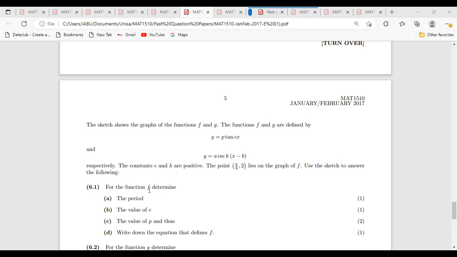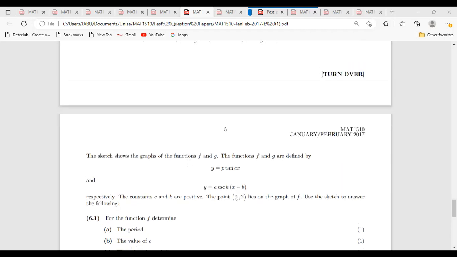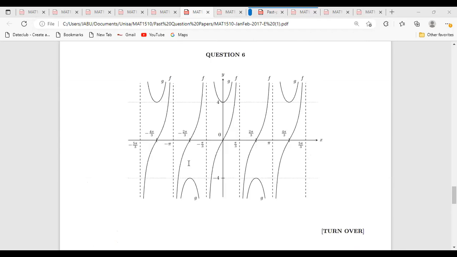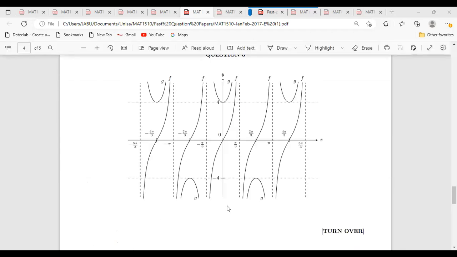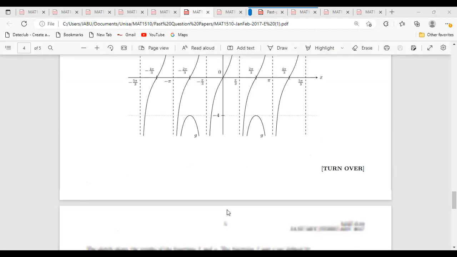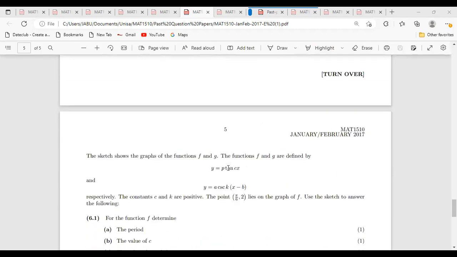For the function f, determine the period. Okay, so we must determine the period for this one. And this is a tangent graph. Tangent, ne? Yeah, that is a tangent graph.